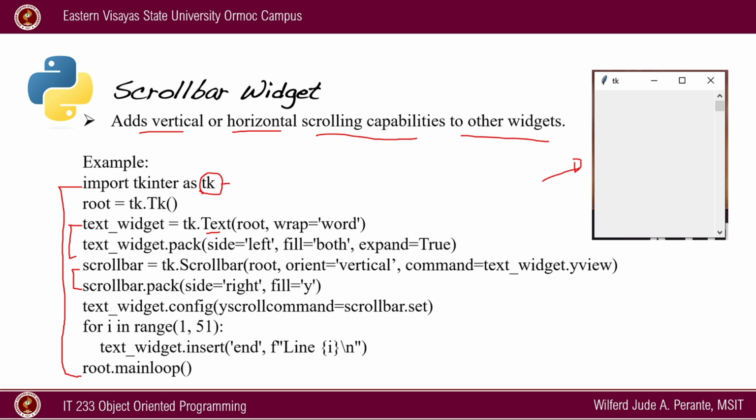scroll bar. So the scroll bar, it is a vertical scroll bar. So scrollbar is equal to tk.Scrollbar, root window, orient is equal to vertical. So the presentation of our scroll bar is vertical, with a link to our widget, using this one.